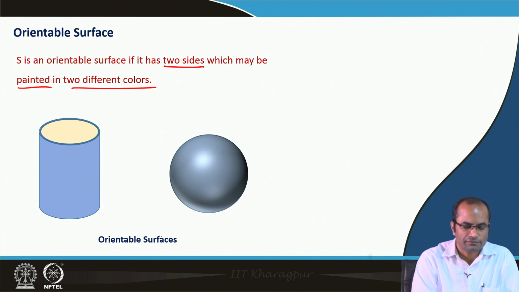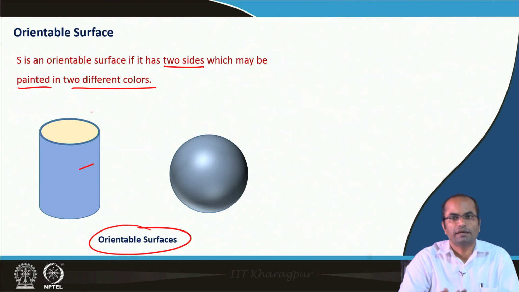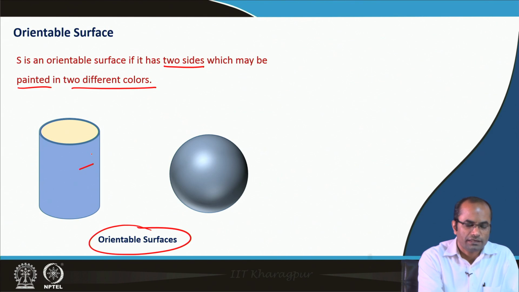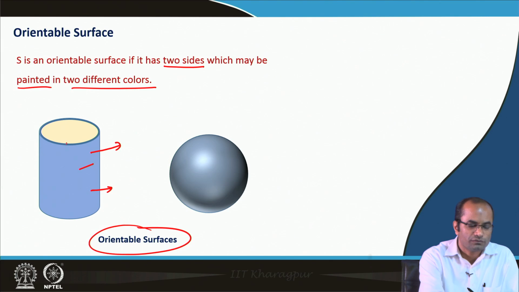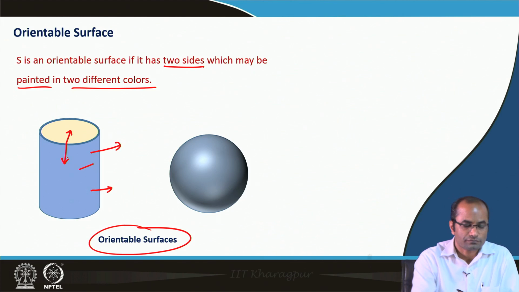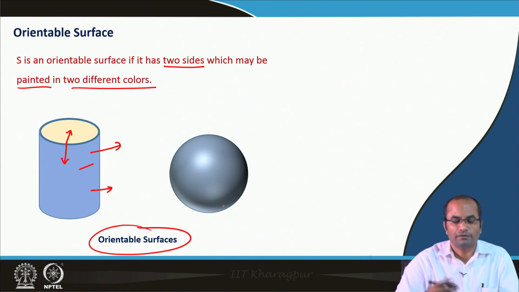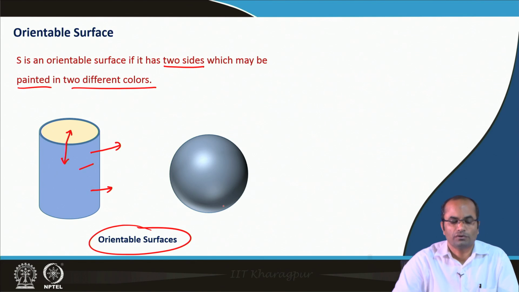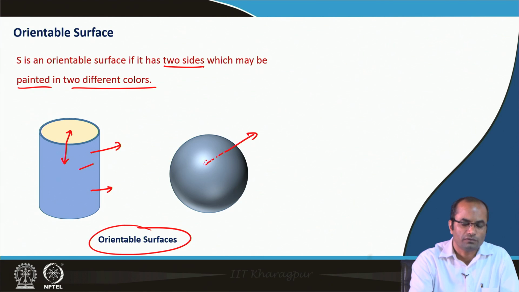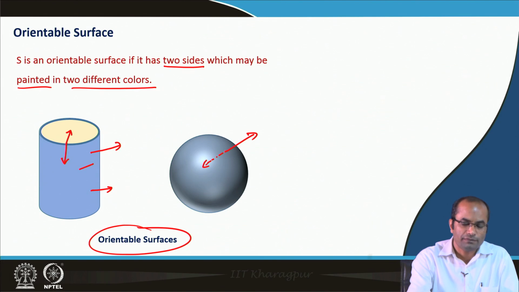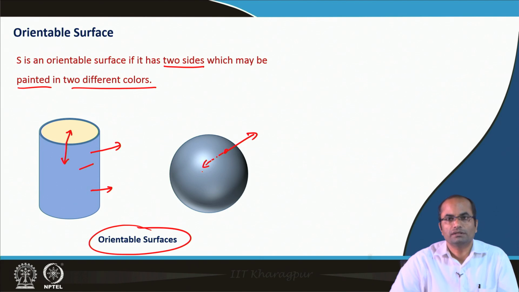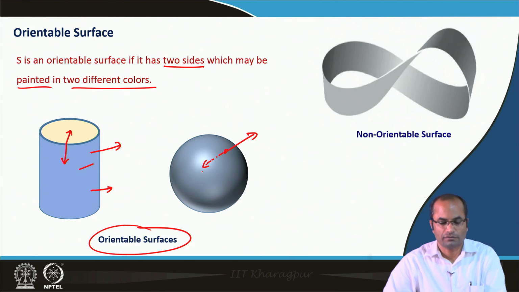For instance, here we have two orientable surfaces. This is the cylinder, and we can paint the inside and the outside with two different colors. More formally, mathematically, the idea is that we can have a normal at any point, and that will be in two directions: one in the inner direction and the other the outer normal. Similarly, for the sphere we have two normals at any point, one the outward normal and the other the inward normal. At any point of these surfaces we have a unique normal, and it has two directions, one just the opposite of the other.